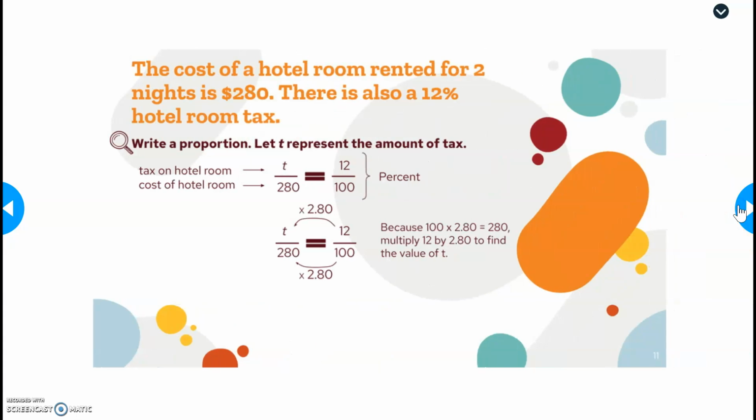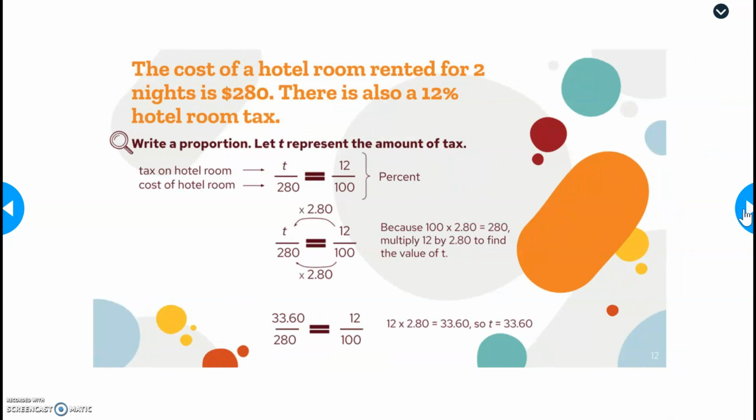Now I have to figure out how to get from my left side to my right side or vice versa. So this says multiplying 100 by 2.8 to get to 280. You could also divide 280 by 100 to figure out what that number is. It's going to give you 2.80. Whatever I do to the bottom, I have to do to the top. Then we're going to have 12 times 2.8 is going to be my T, so T over 280 equals 12 over 100.